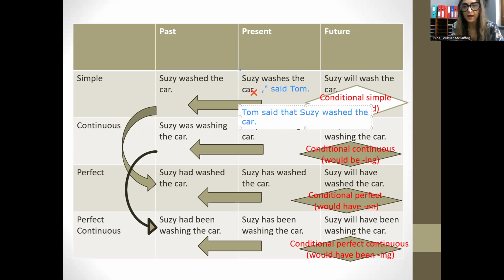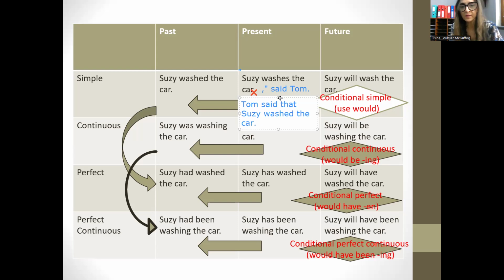So there you have it. You've got the right tense. You've taken out your little quote marks. You've got the word that, which is kind of optional. You can also say Tom said Susie washed the car. But for all intents and purposes, rather say Tom said that Susie washed the car. But you've got the tense right. Can you see you've gone one step back?